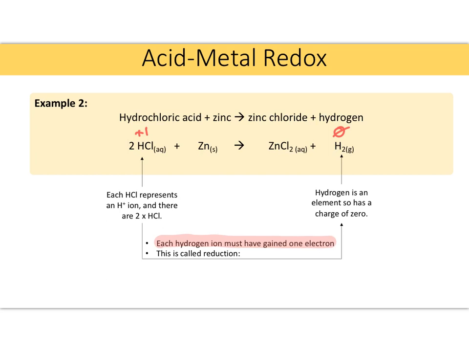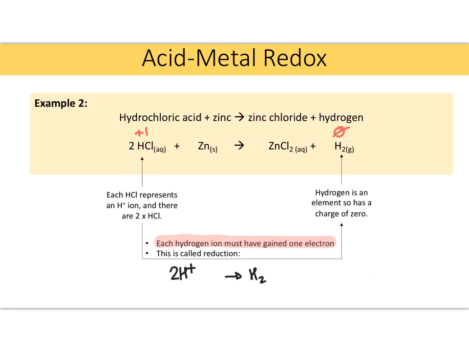We call that reduction. So if we're trying to represent that as a half equation, you know that we're making hydrogen, and you know that we started with H+ ions because that's from the acid. We've got to have a balanced equation. So we've got 2 hydrogens on the right and 1 on the left, so it's going to be 2 H+ ions. That's how we're balancing the hydrogens.